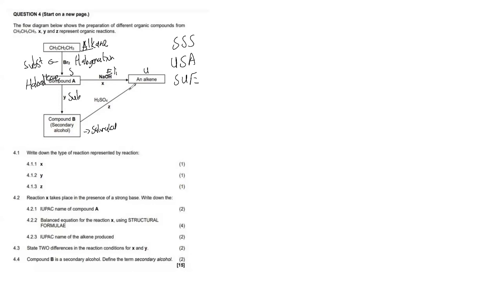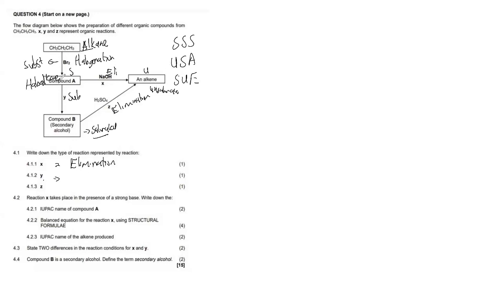And then we have compound Z now. This is coming from an alcohol, which is saturated, and it's going to an alkene, which is unsaturated. It's a double bond. So if it's moving from saturated to unsaturated, it is also elimination, right? So we have elimination here. Then 4.1 says, write down the type of reaction represented by reaction X, Y, and Z. So for X we have already analyzed it, and we know that this is elimination because it's moving from a saturated compound to an unsaturated compound.